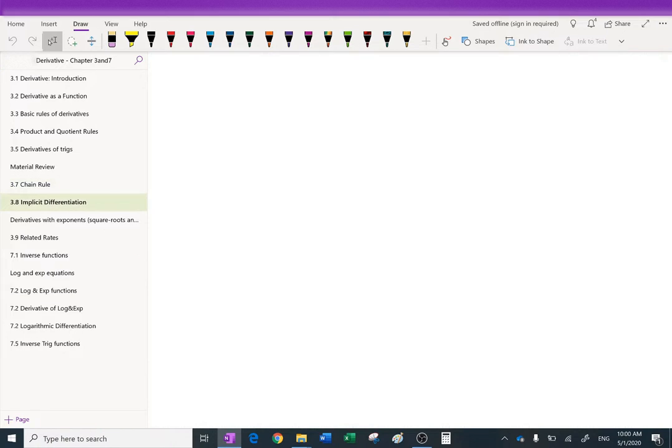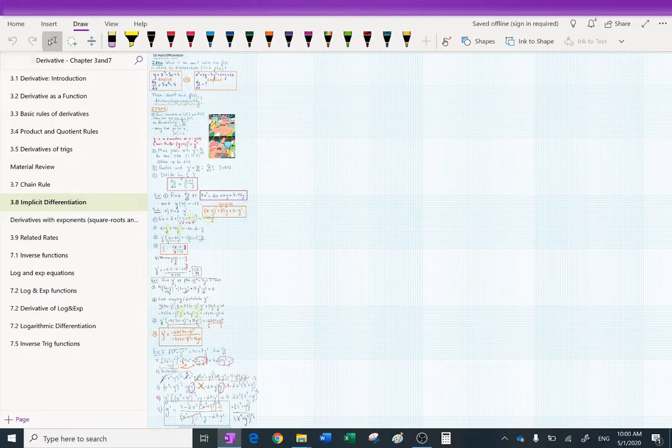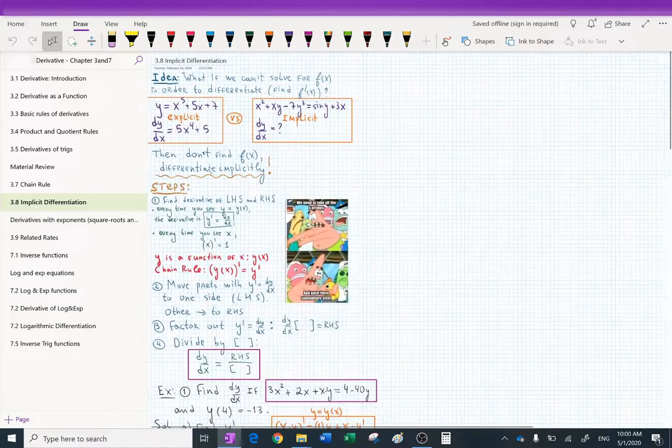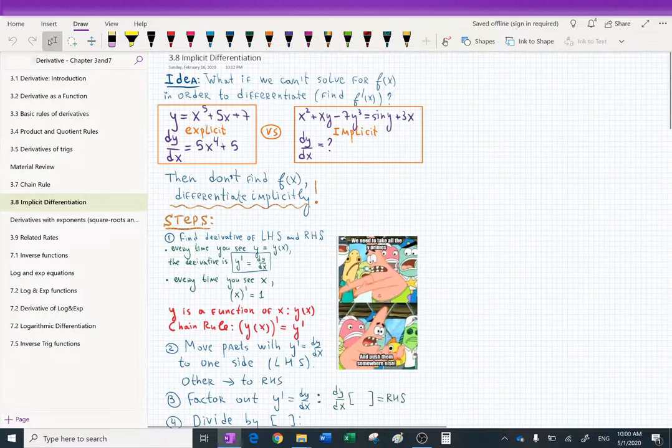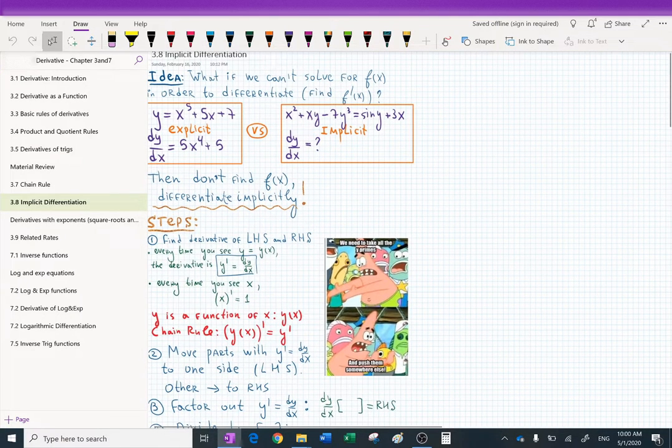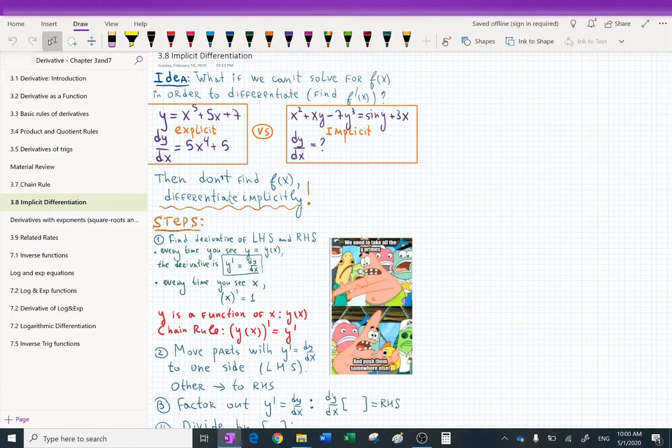Implicit differentiation explained to us how to differentiate functions if we don't have an explicit writing for the y. So for the function, what if we don't have y equals 5x squared? Then find y prime. That's simple. But what if y is hidden somewhere? And what if it's scattered everywhere? And what if you cannot even solve for y?